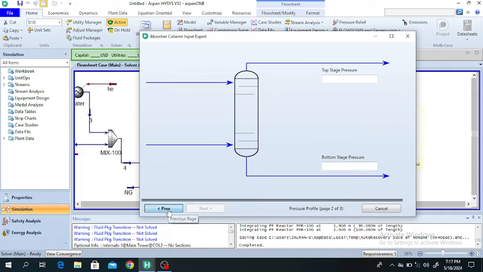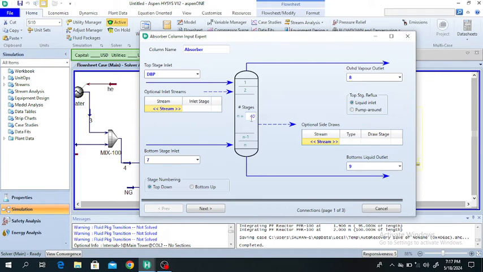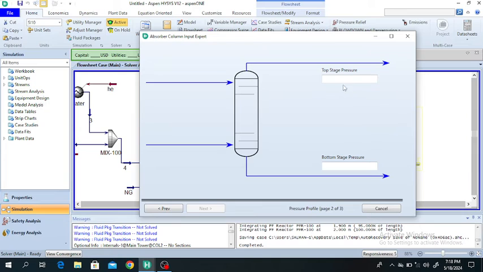Now go to the previous stage, and how many stages are in the absorption column? I am assuming 12 stages. Click on next. What is the top pressure of the absorption column? Suppose it is 82 kilopascal, and the bottom pressure of the absorption column is, suppose, 110 kilopascal. Now click on next. These are optional.